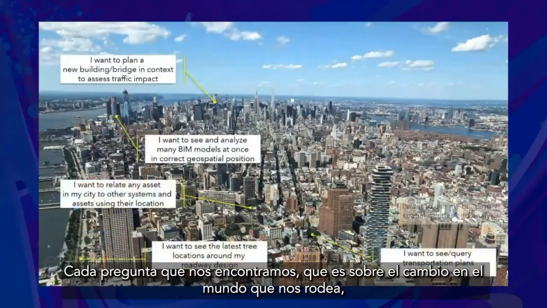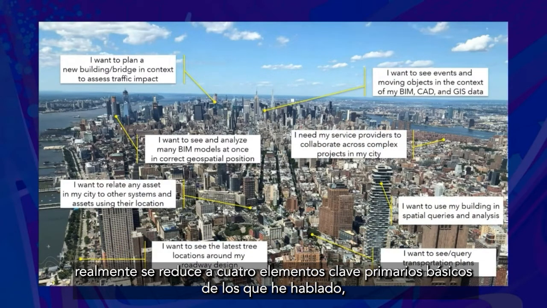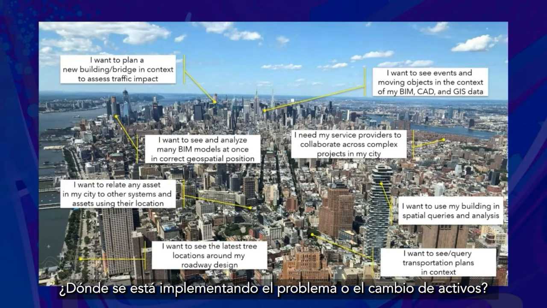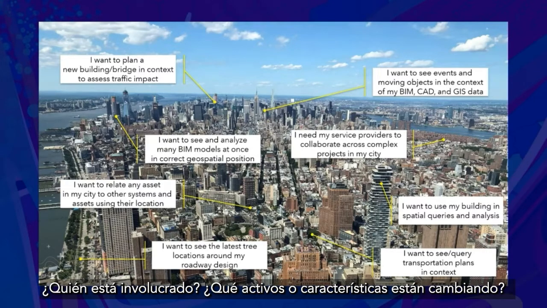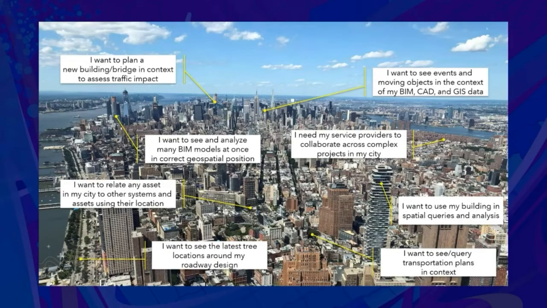Every question that we find that is about change in the world around us really boils down to four basic primary key elements that I talk about that can be used to tie together BIM and GIS. Where is the problem or asset change being implemented? Who is involved? What assets or features are changing? And at what time scale or at what time increment is the change required?